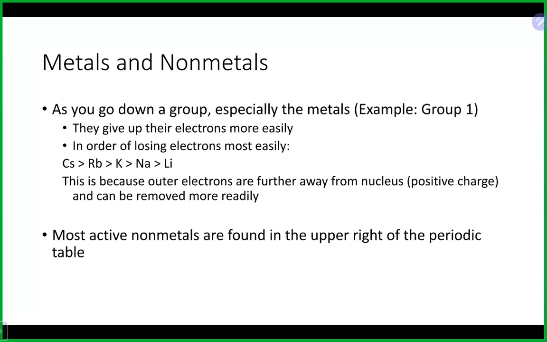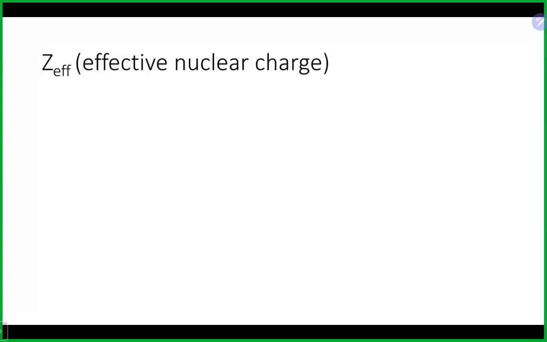Now, the most active nonmetal you could have is up and to the right on the periodic table. So up and towards fluorine is where you find the most reactive nonmetal. The most reactive metal is down and to the left on the periodic table. The reason for that is some of these periodic trends that we're going to talk about now. So let's talk about some of these periodic trends.